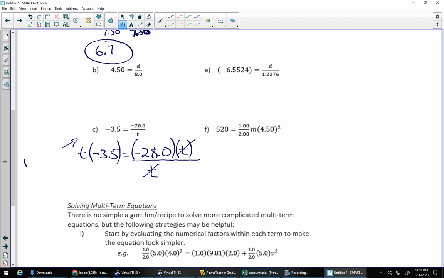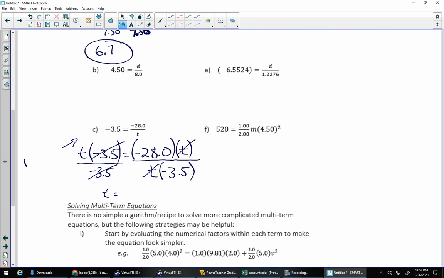Now I've got T on the top. I've got T multiplied by negative 3.5. Working in opposites, I want to divide by negative 3.5, and I want to do that on both sides, so that negative 3.5 cancels with negative 3.5, and T is going to be equal to negative 28 divided by negative 3.5.